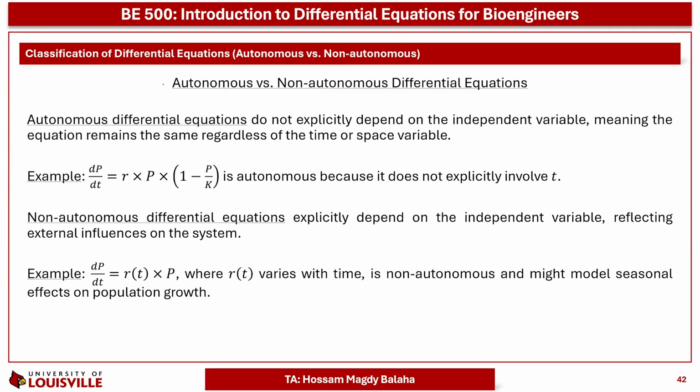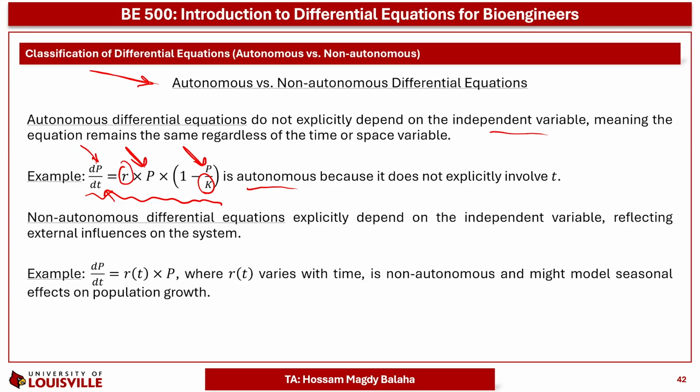The last classification is autonomous and non-autonomous. Autonomous differential equations don't explicitly depend on the independent variable, which means that the equation remains the same regardless of the time or space variable. If you check this equation, you will find that r and k are constants, and we have a variable p with respect to time. There are no other variables that explicitly depend on the independent variable.